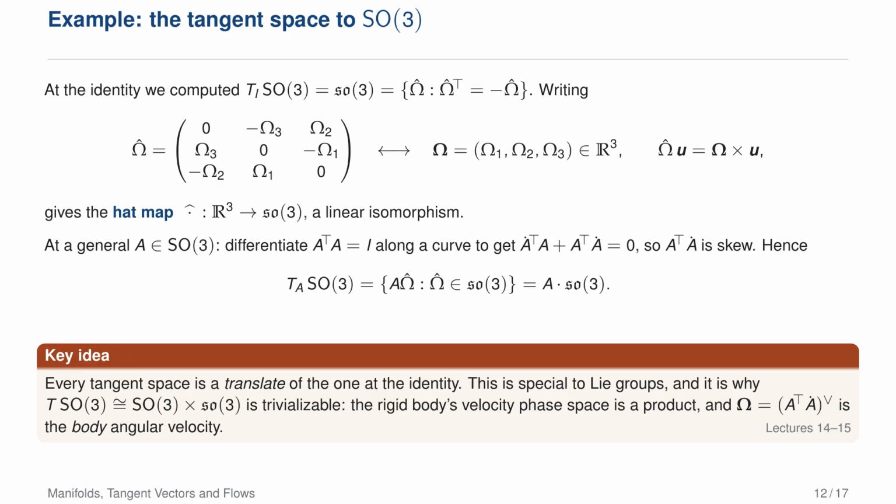Now differentiate A transpose A equals the identity along a curve through a general A. You get A dot transpose A plus A transpose A dot equals 0. So A transpose A dot is skew, and the tangent space to SO(3) at A is A times little so(3). Every tangent space is a translate of the one at the identity. That is special to Lie groups, and it is why T of SO(3) is isomorphic to SO(3) cross little so(3). The rigid body's velocity phase space is a product. And omega, recovered from A transpose A dot by the inverse hat map, is the body angular velocity. More in lectures 14 and 15.